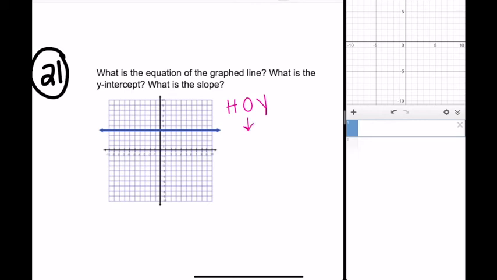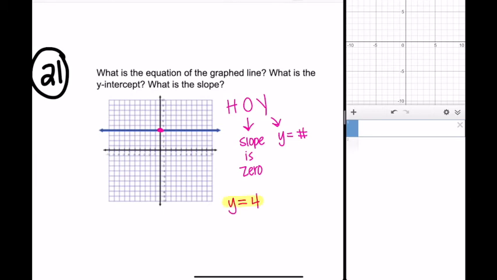0 tells us the slope is 0. Y tells us that the line is going to be y equals some number that it crosses over at the y-axis. So let's find the equation of this line. Well, it crosses the y-axis at the value of 4. So y equals 4 is the equation of the line.